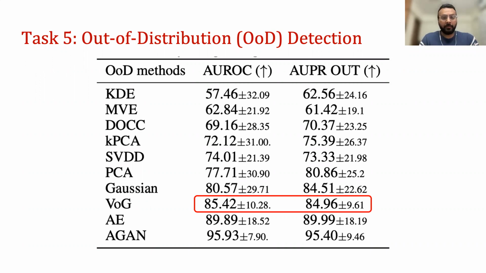We can just calculate the VOG scores as we did before and use that to get the out of distribution detection. Okay, before you finish, there's a question. What exactly is an out of distribution data set?